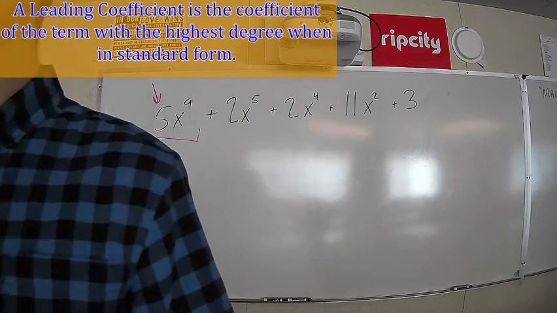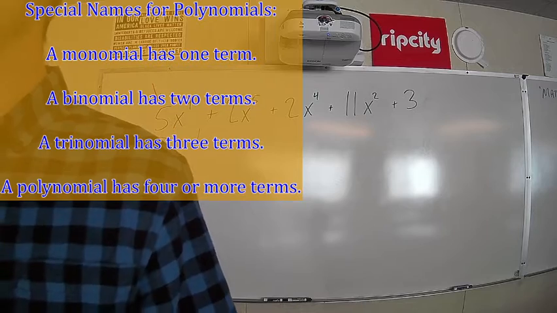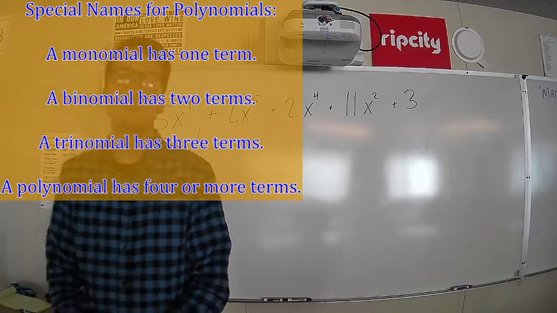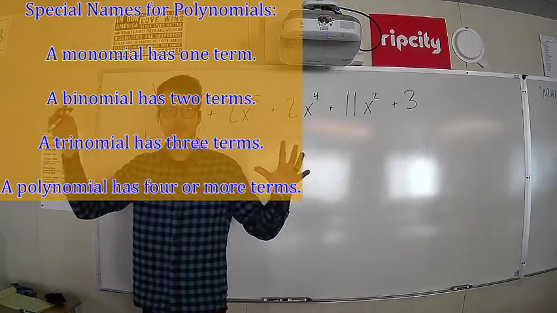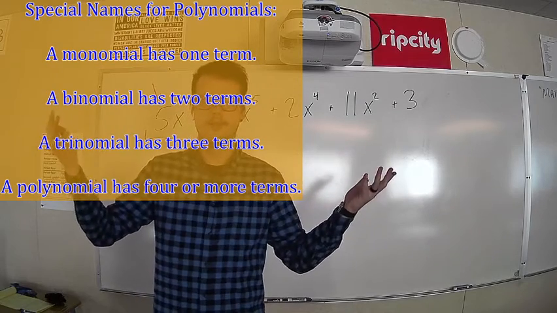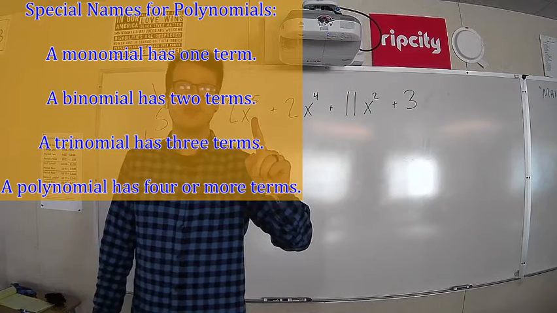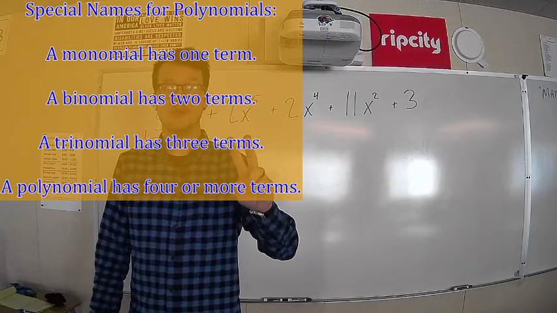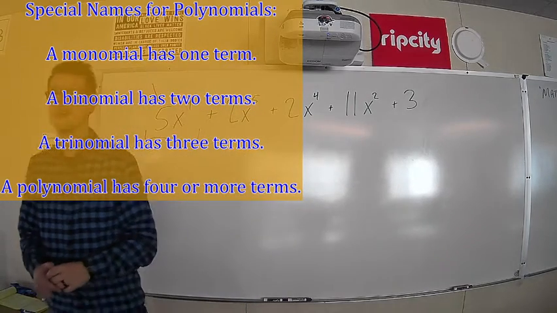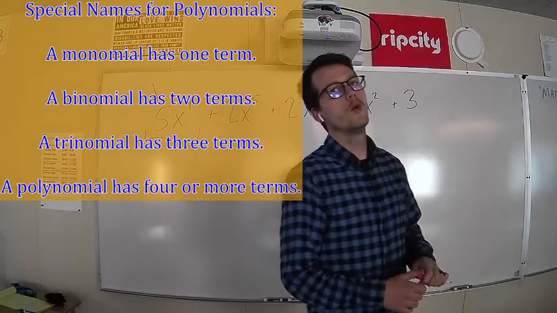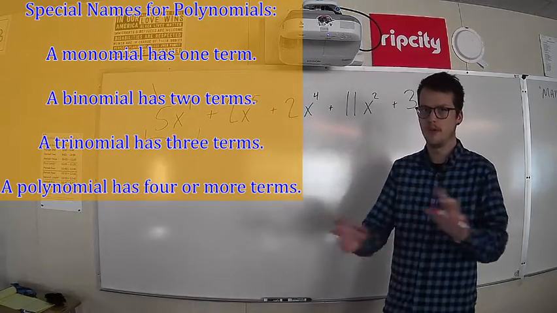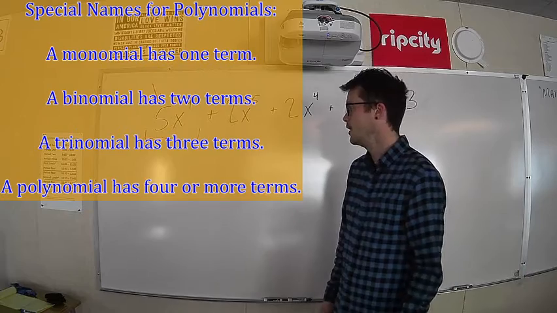Okay, one more quick thing. There are some special names for certain polynomials. A polynomial is a general term that encompasses every polynomial ever, right? But there's some special ones. If there's only one term, we call that a monomial. If there's two terms, we call it a binomial. If there are three terms, we call that a trinomial. And then if it's got four or more terms, we just call that a polynomial. We don't go beyond that.